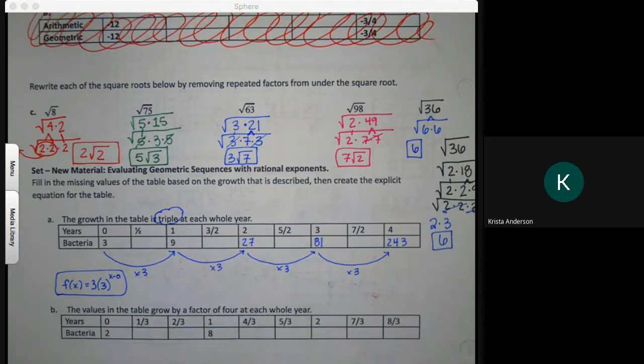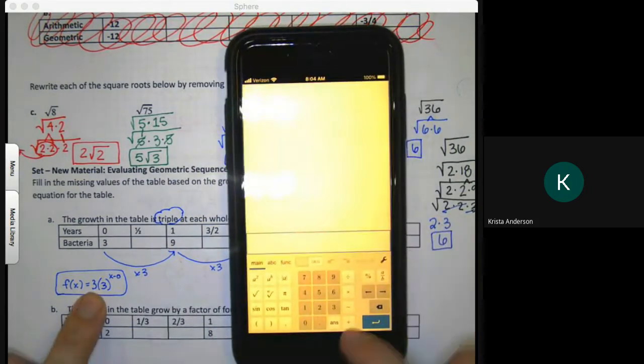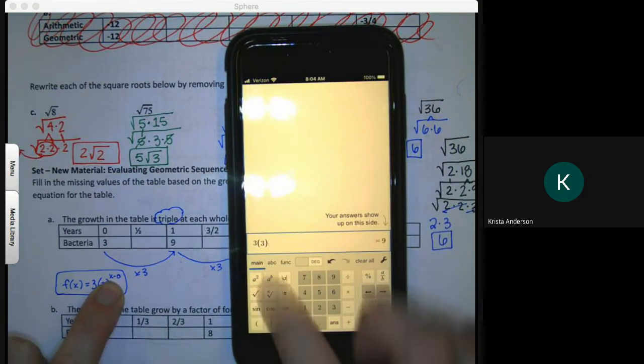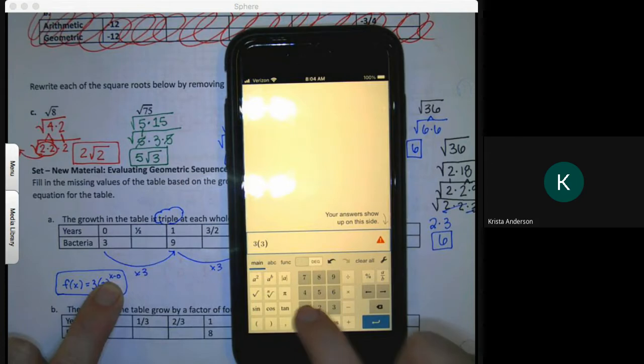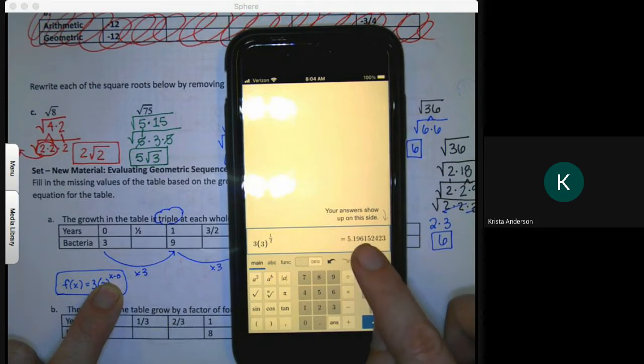Okay. Now, when I fill in the half, I'm going to do 3 times 3 to the power of 1/2. Does 1/2 minus 0 change? No, so you can even drop that off if you wanted to. So I'm going to see what it equals on Desmos. What happens when I have 3 times 3 to the power of a fraction? It gives me this decimal.